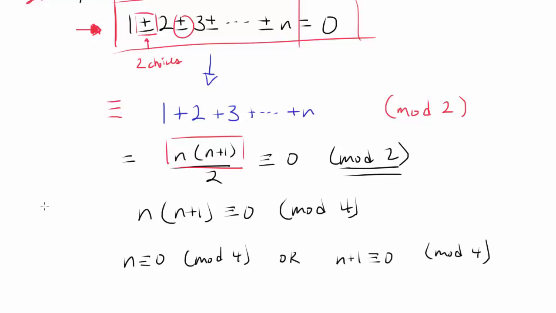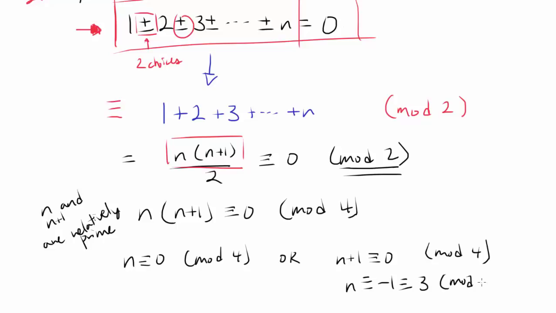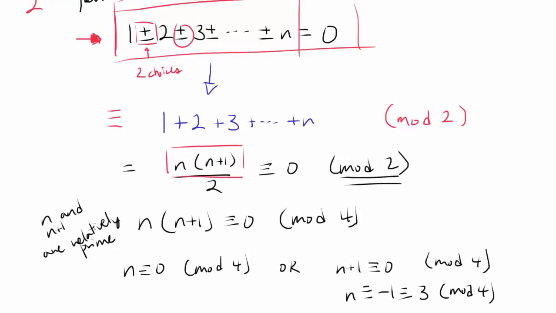You can do this because n and n plus 1, two consecutive integers, are relatively prime. Since these two are relatively prime, only one of them can be a multiple of 4. So we can either say n is congruent to 0 or n plus 1 is congruent to 0. So we know n is congruent to 0 mod 4, or n is congruent to negative 1, which is congruent to 3 mod 4, if it satisfies this assertion. So what have we just figured out?